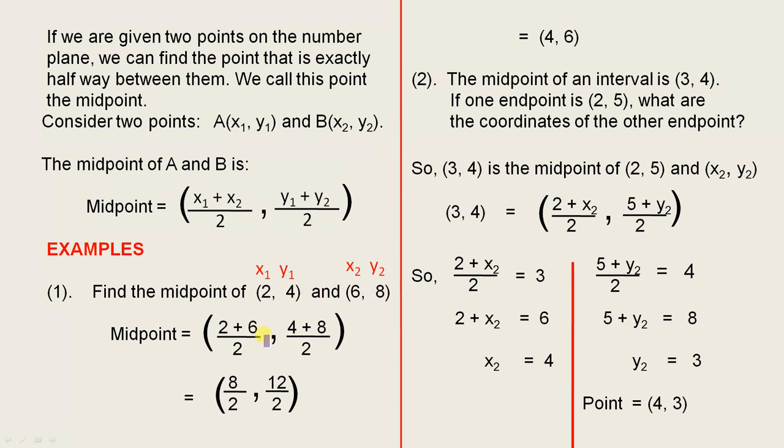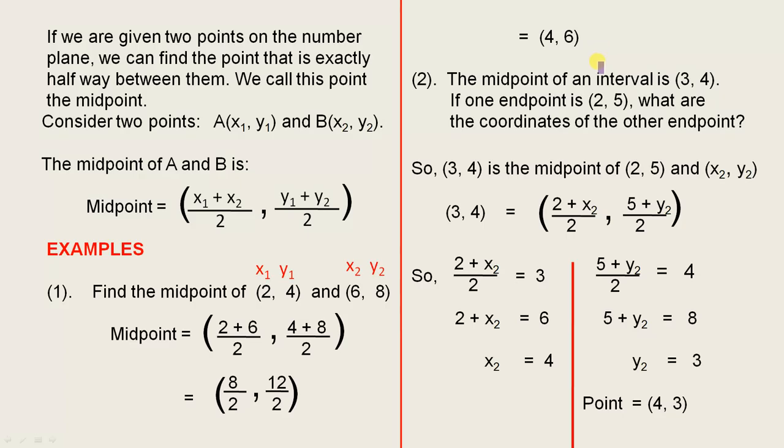And there it is. So that gives you 8 over 2 and 12 over 2. So the midpoint is 4, 6. So the midpoint of 2, 4 and 6, 8 is 4, 6.